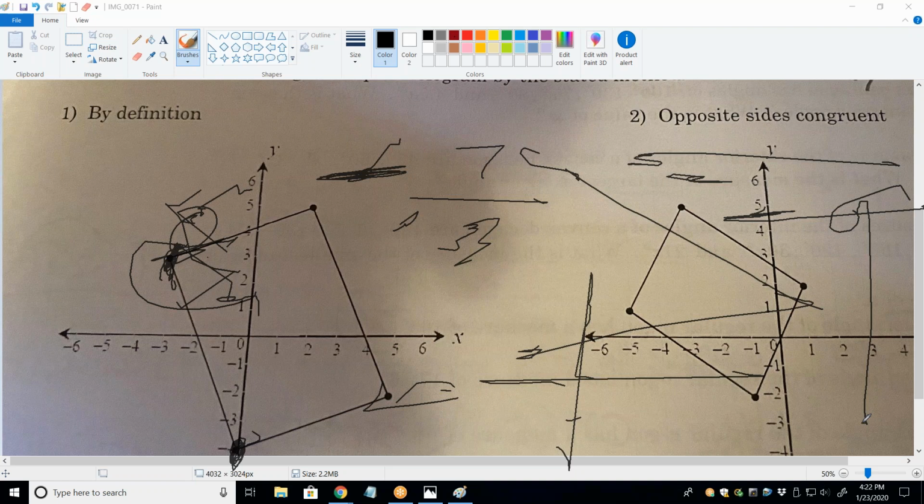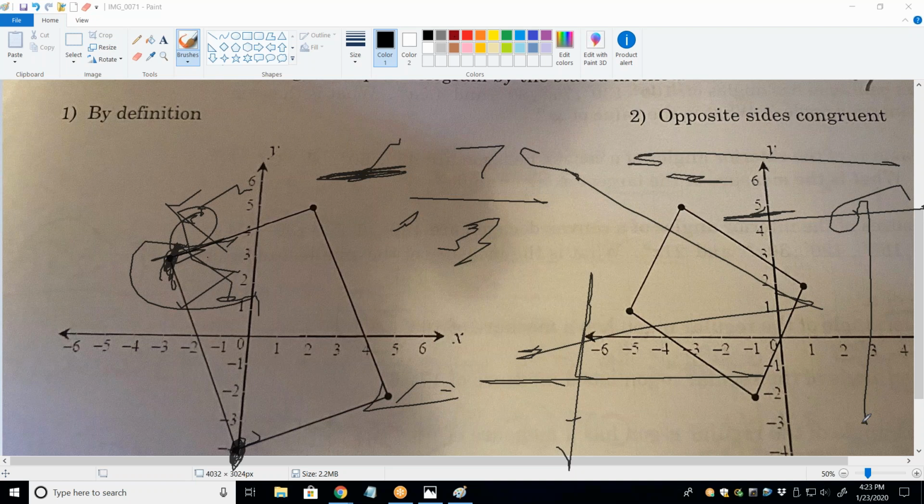Okay, so let's go back to our number 1 problem. We're looking at the lower left line and the upper right line. What we're attempting to prove is that they have the same slope. If they have the same slope, then this is a parallelogram by definition.